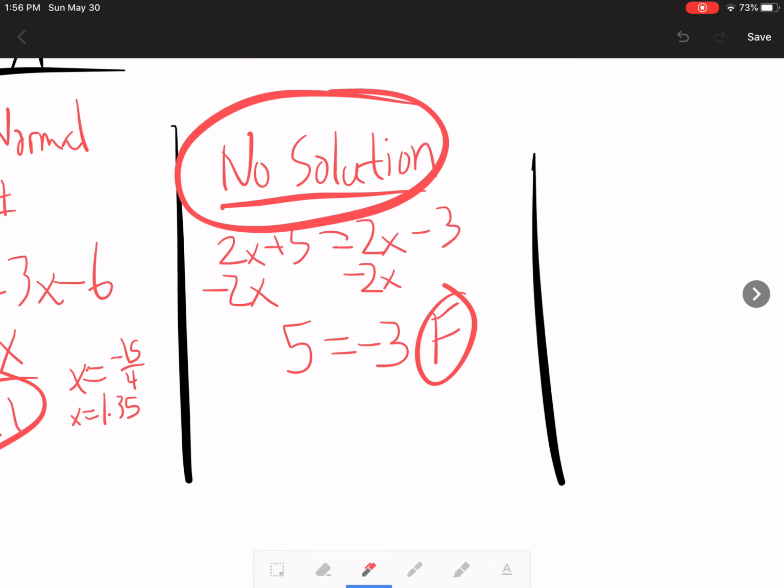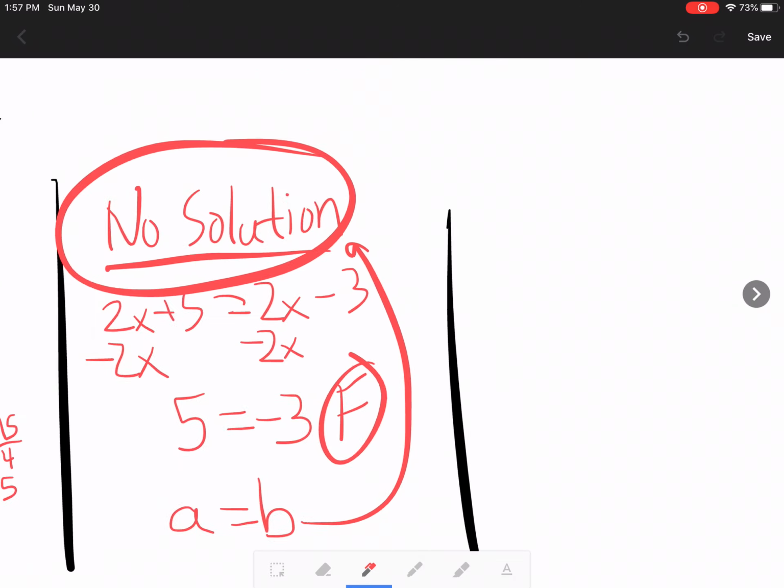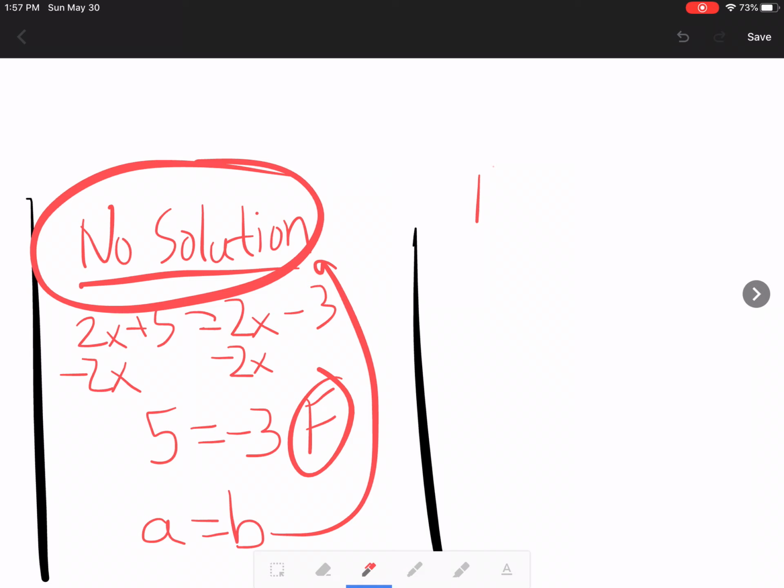So what we're looking for is when we are working with our equations, solving, and we get a to equal b, and a and b are different numbers. They shouldn't be equal to each other. That's when we know we have no solution. Now let's compare that to our third option, which is really hard to write out.